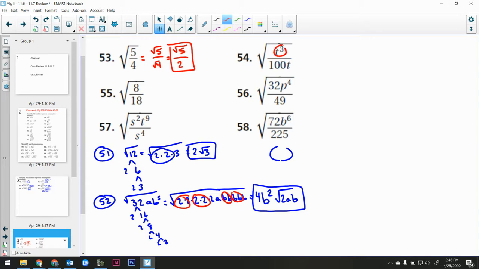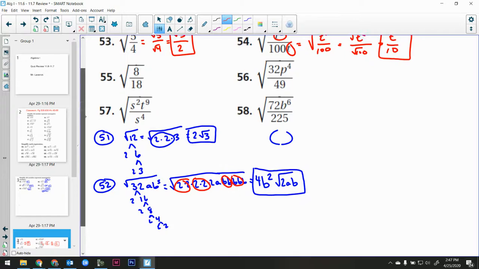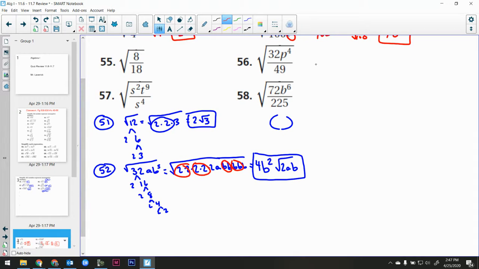54. Notice here that I can break that down. I can reduce the fraction inside. So that's the big square root of t squared over 100, which is just square root of t squared over square root of 100, which is t over 10. Okay. Let me put 55 over here.